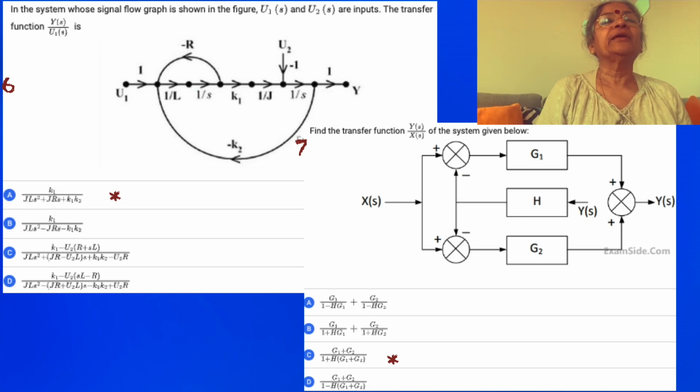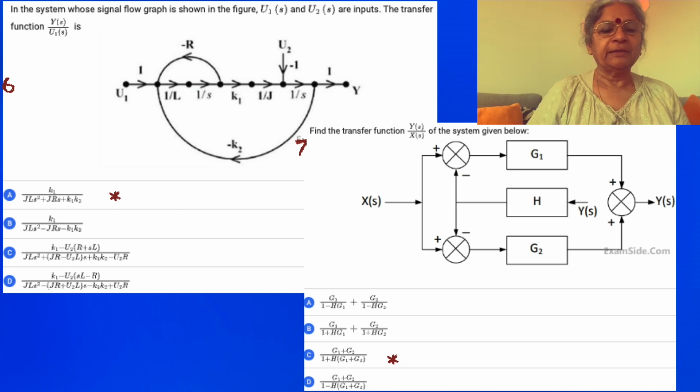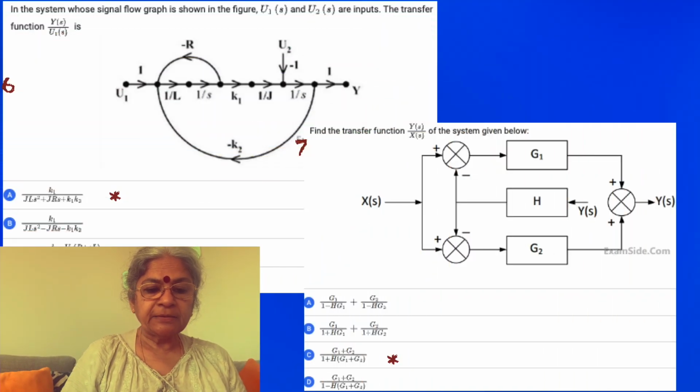If you go about it in this manner, without doing any other kind of computations, without taking out any takeaway points and things like that. So let's go to the last of the lot, the seventh problem. Find the transfer function y(s) by x(s) of the system given below.